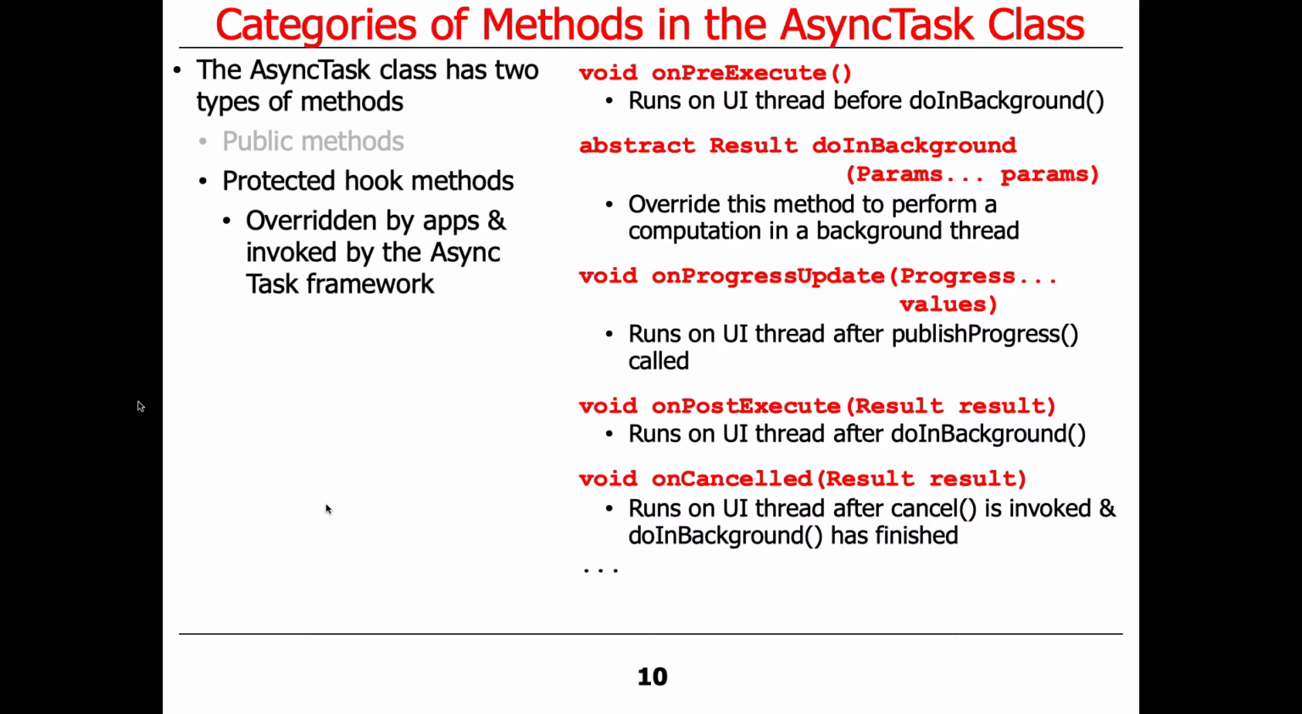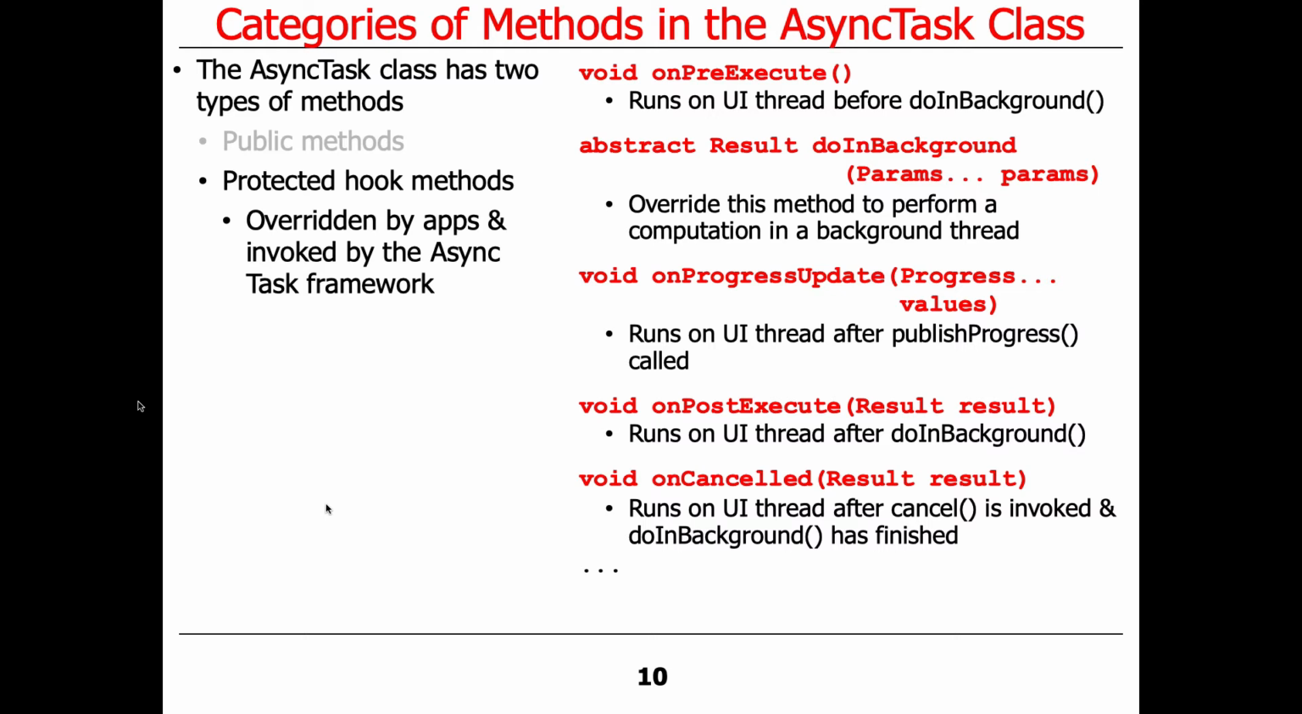There's also onPostExecute, and onPostExecute is going to be run in the user interface thread after doInBackground. Remember, doInBackground is running in the background. When it's finished, it returns a result, and that result is passed to onPostExecute. That allows you to undo something in the context of the user interface thread after the asynchronous task finishes running in the background. So you might tear down the dialog box that said downloading, or the progress box that says downloading image or whatnot.